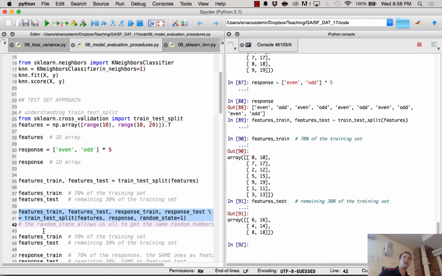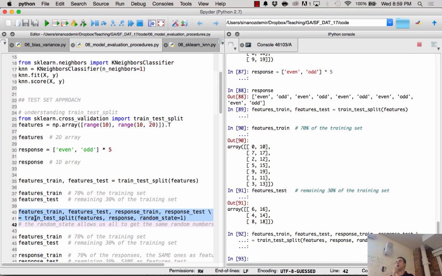And that's going to equal the train test split of features, comma, response, and then an optional parameter called random state so that we all get the same split for the purposes of this lecture. So here's what happens. I'll show you. I run that line, line 40, which is split up into 2 lines. I run this highlighted line, and I've created 4 new variables.